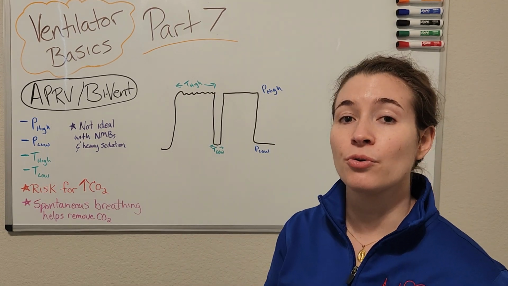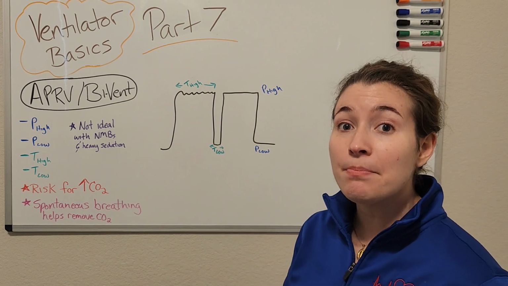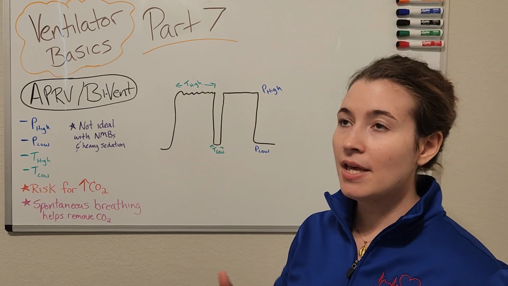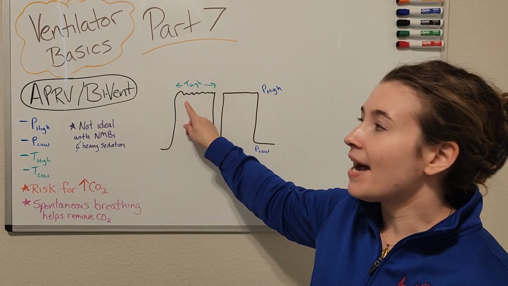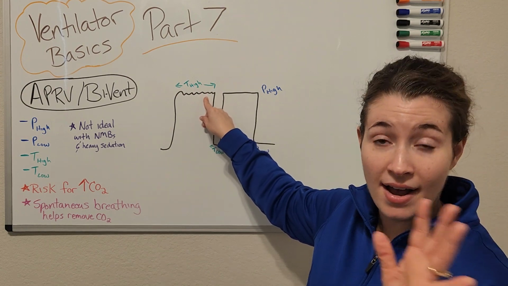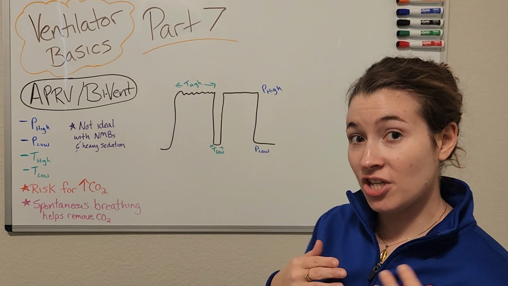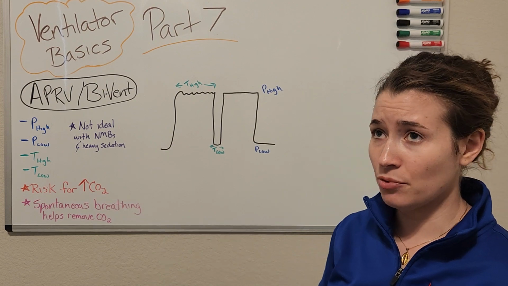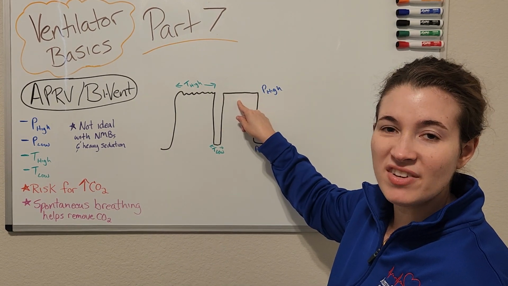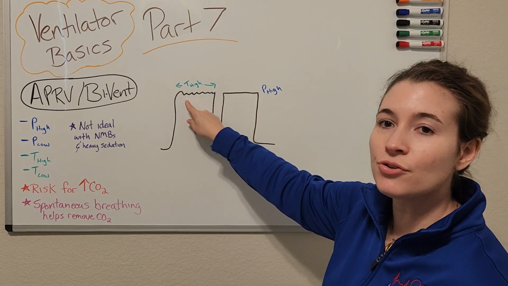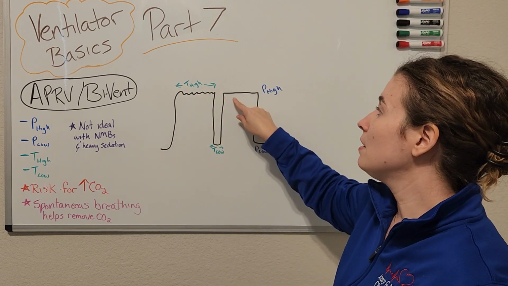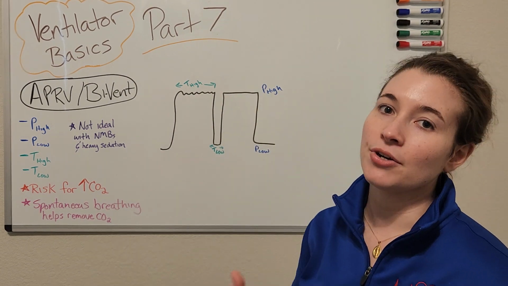But it is important to remember that in this mode, the patient can still spontaneously breathe. And you'll know that they're doing that by these little waves at the top during your time high. If the patient is not spontaneously breathing, you'll see that the top of the wave is flat. So again, the little waves mean that the patient is spontaneously breathing, and a flat line means they are not.